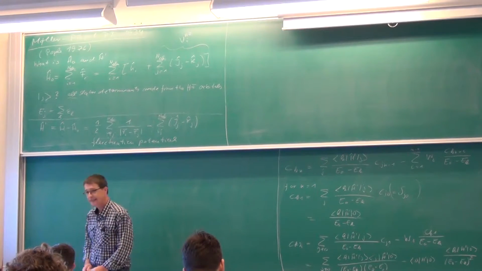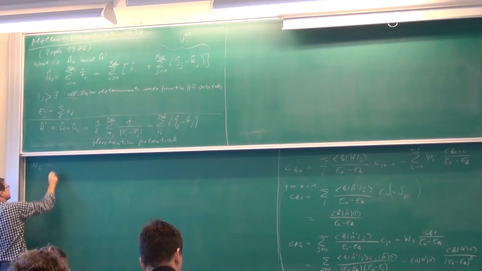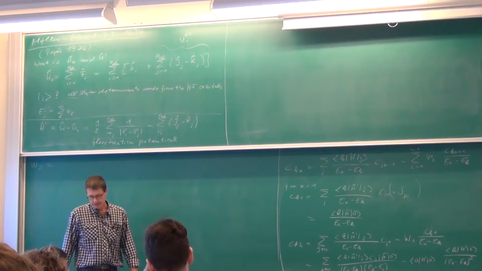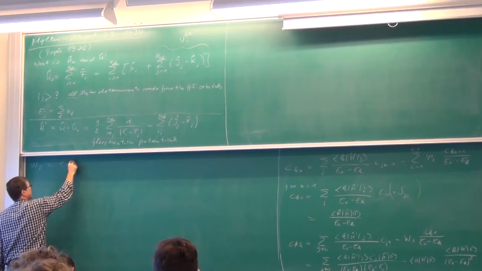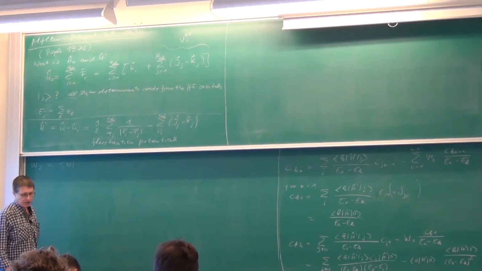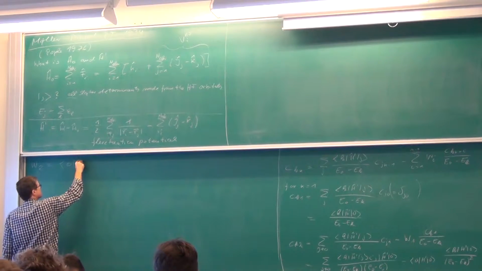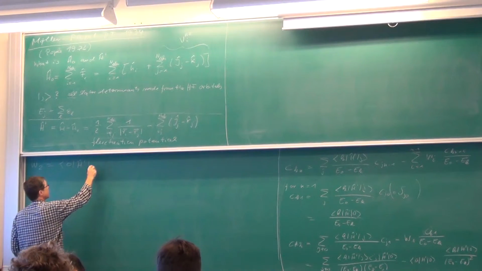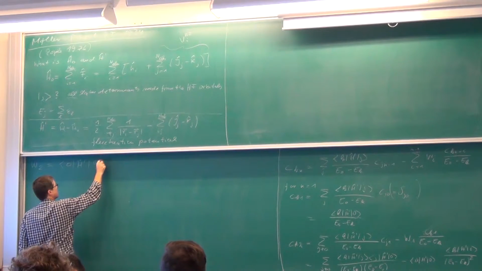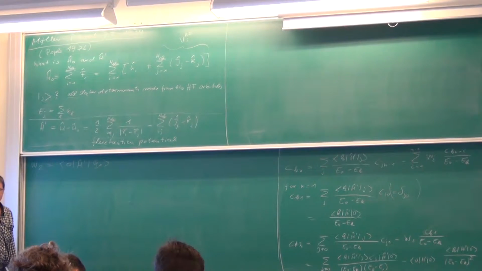Let's have a look at the second order energy correction. The second order energy correction we get from the zeroth order or reference state, the first order Hamiltonian, and then we have to have a first order correction to the wave function. That gives us second order.